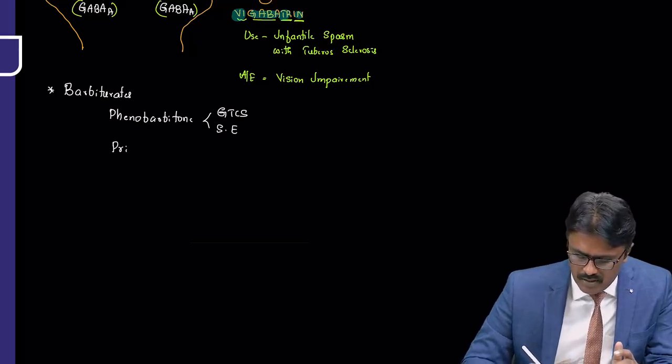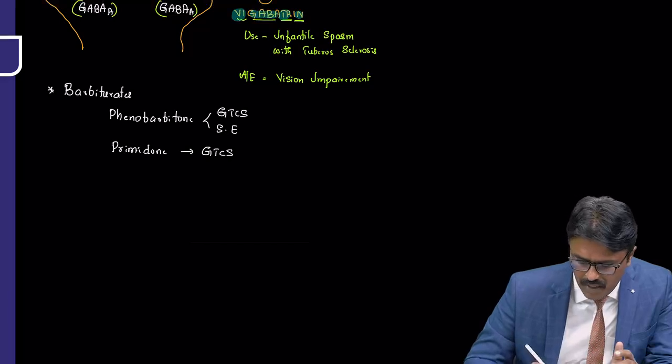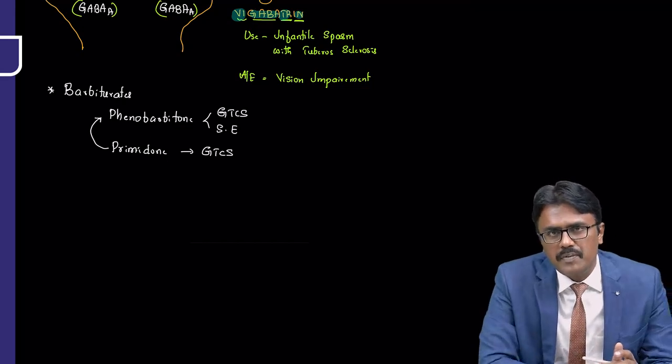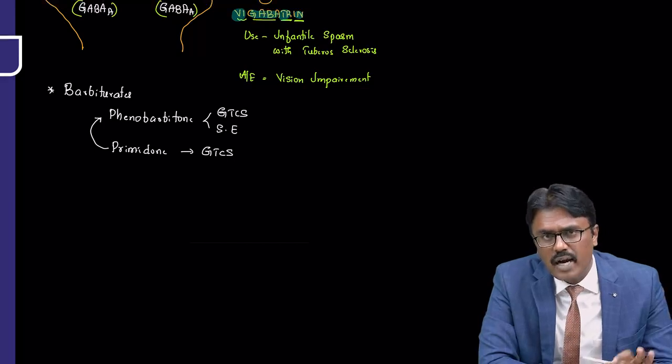One more drug is primidone. It is also used in the management of GTCS. And remember, primidone after metabolism will give rise to phenobarbital. It's an example of an active drug, primidone, giving rise to an active metabolite, phenobarbital. And both are available as separate drugs.